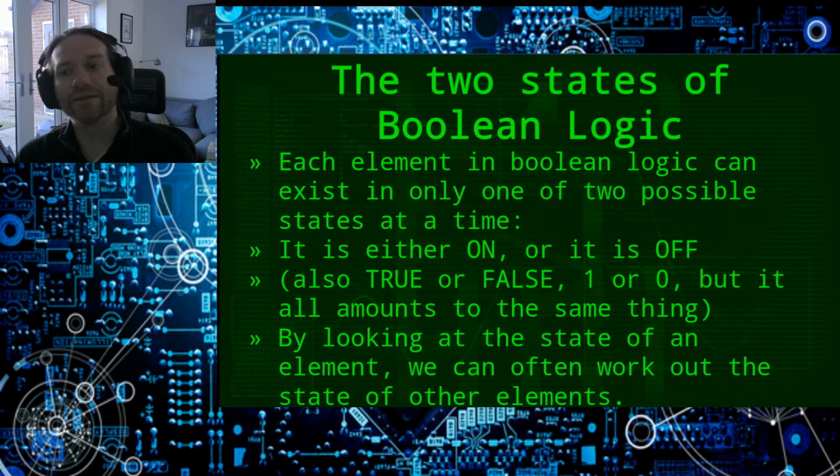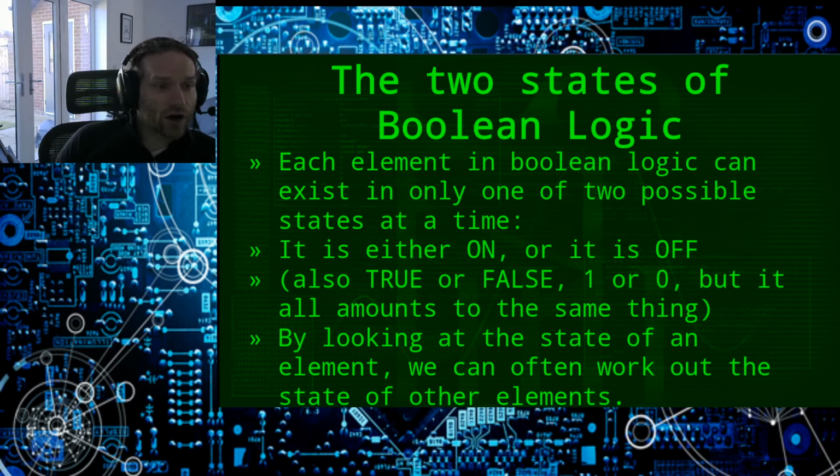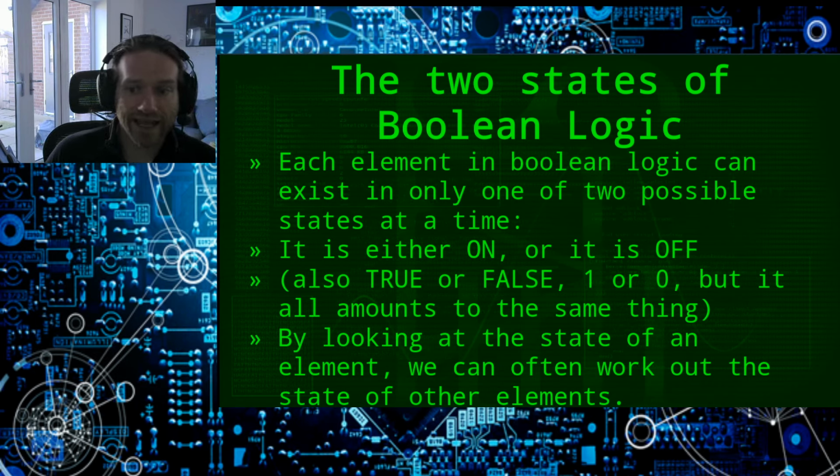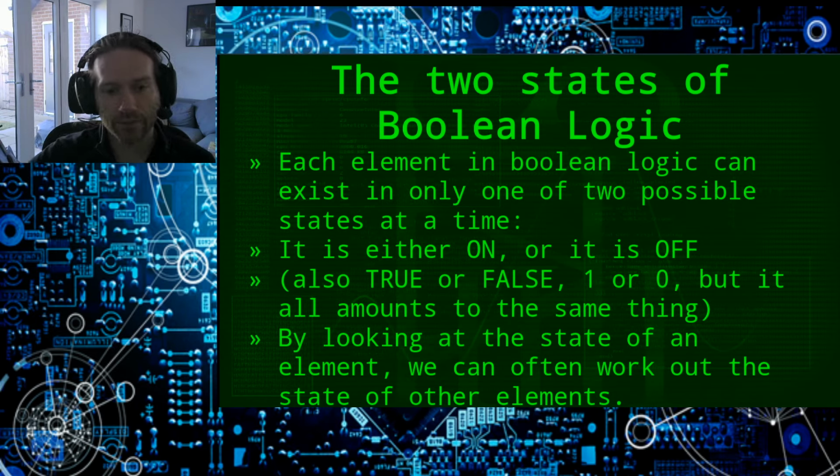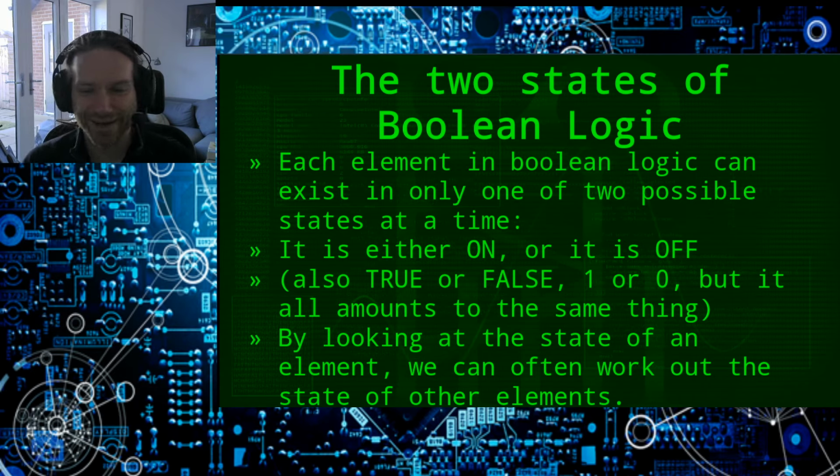Each element in Boolean logic can exist in only one of two possible states at a time. It is either on or it is off, true or false, 1 or 0. If you look at the state of an element, you can work out the state of other elements. We're not talking about superpositions of light switches or anything like that. Does that make sense, what I've said here? On a fundamental, basic level, the two states of Boolean logic are either true or they are false, they are on or they are off. Does that make sense to everyone? Just say yay or nay.